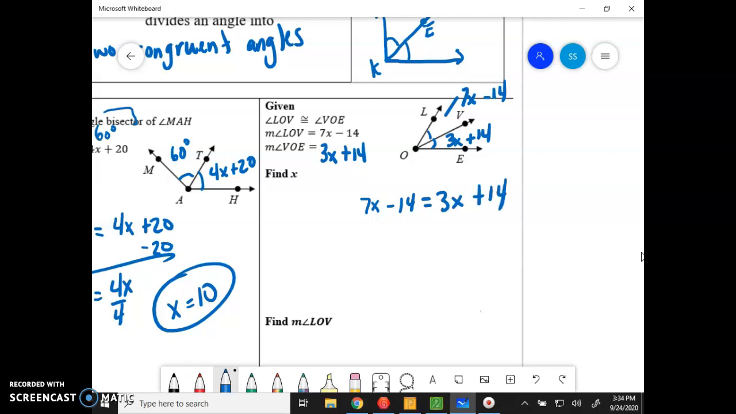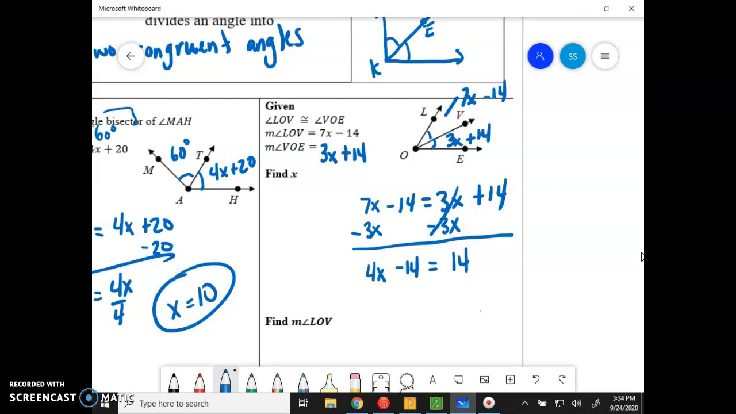And we're going to just solve this equation. We got variables on both sides, so it's probably best to get your variables on one side. So I'm going to try to eliminate the smaller of the two coefficients. We've got 7 and 3. Coefficient is the number in front of the variable, so I want to get rid of the smaller one. That way I'm dealing with a positive coefficient later. So 7x minus 3x is 4x. Drop down this negative 14, the equal sign, and the 14 on the other side.